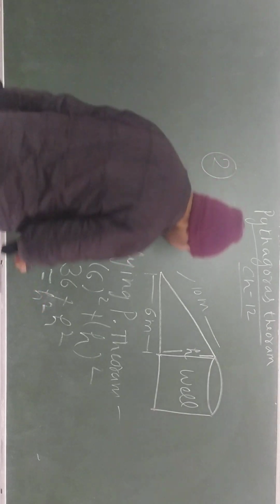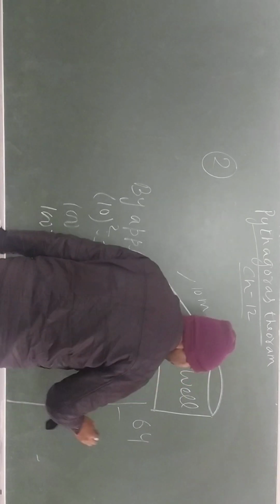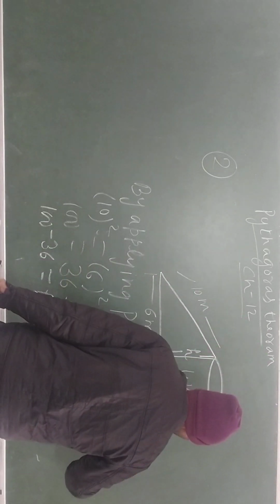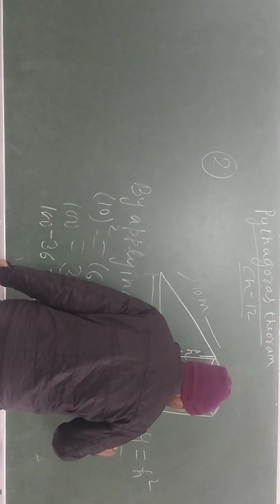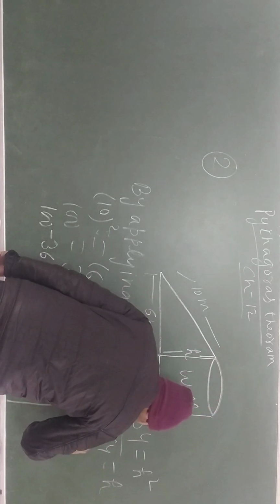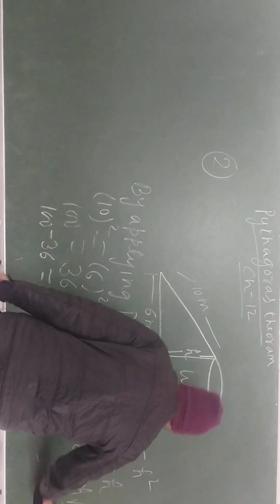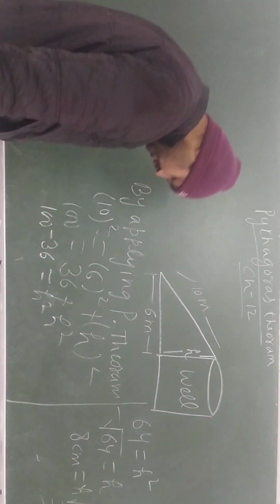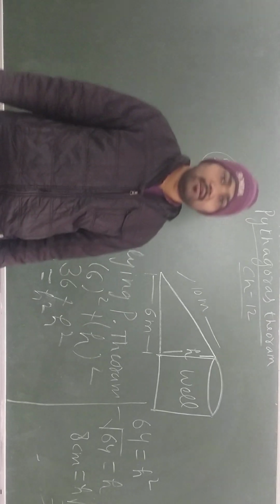So it will be what? 100 minus 36 will give 64, ठीक है ना. So 64 equals h square. So square will be reduced with the square root on the other side. So it will be 8, है ना. 8 centimeter will be the answer. Understand? It is clear? It will be the answer of this question, है ना.